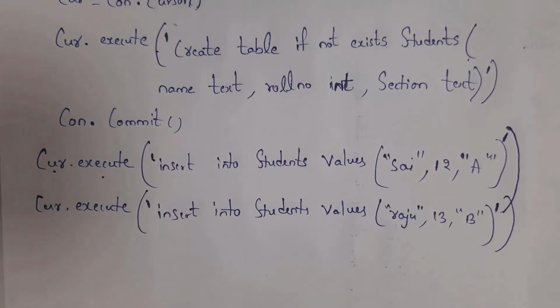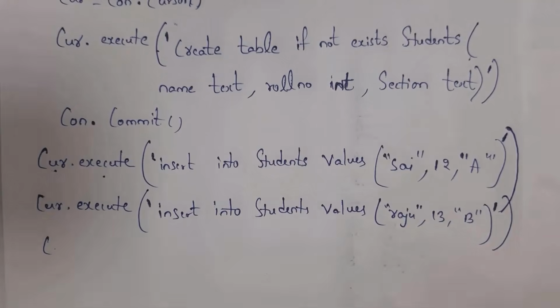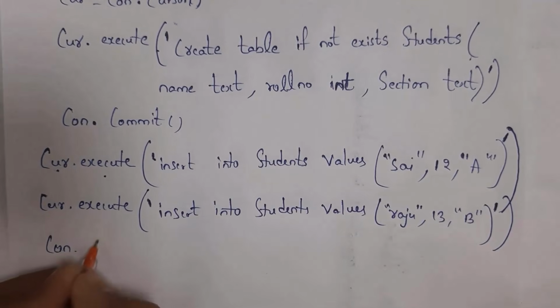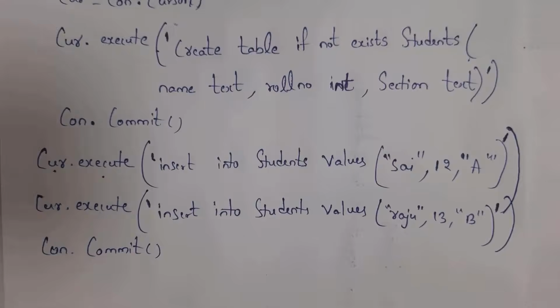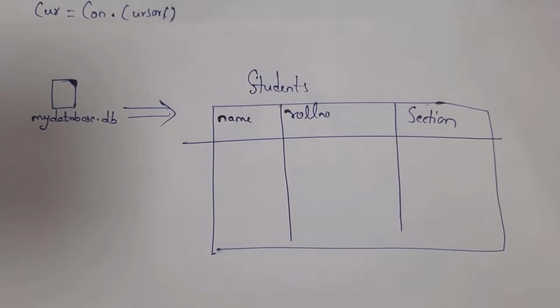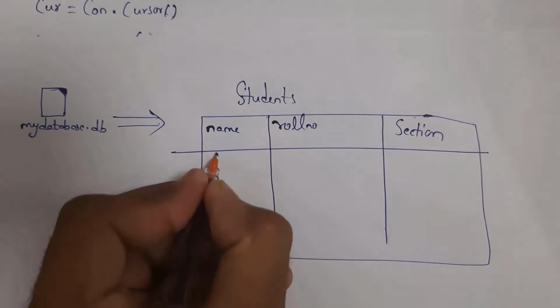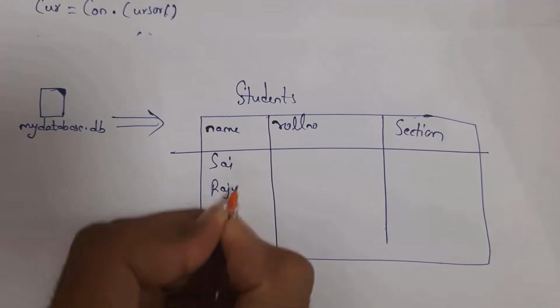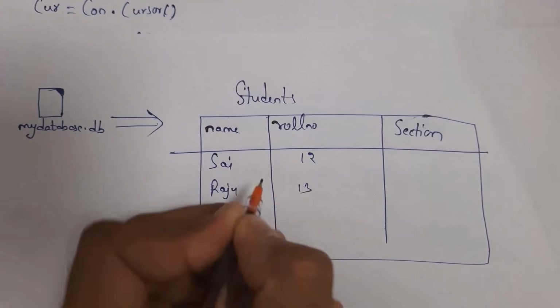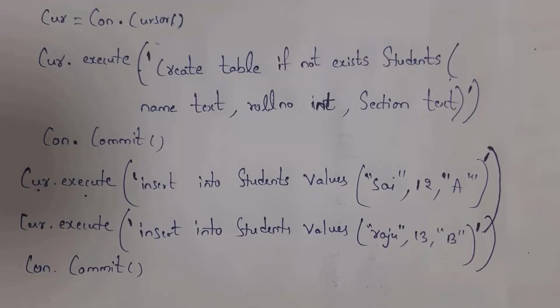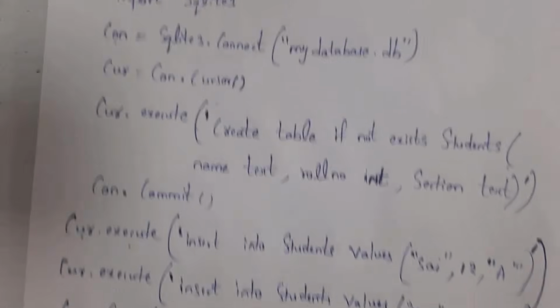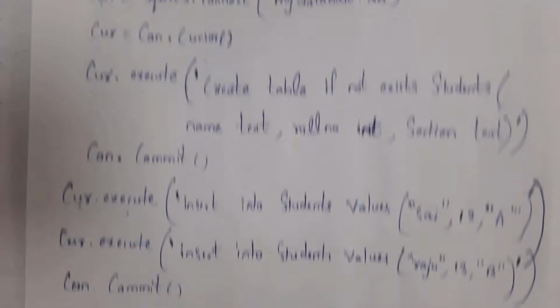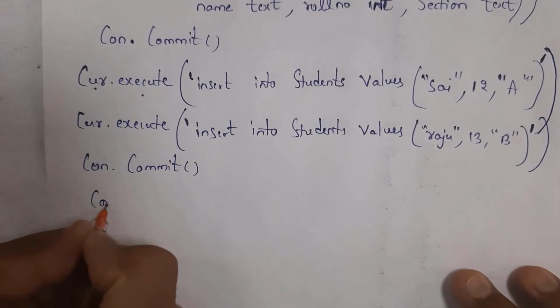I already said before, whenever you perform any operation, you need to write connection.commit. So this data will be stored in database permanently. So just write here connection.commit. Whenever I run this line of code, in my database, inside students table, it will insert values like Sai, Raju, roll number 12 and roll number 13 and section A and section B. After performing all these operations, at last we need to close our database. My database is present in variable, that is con. So just write here connection.close.